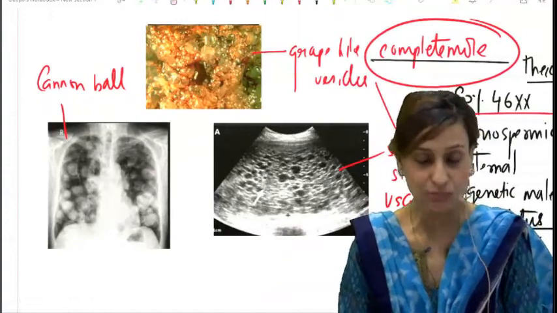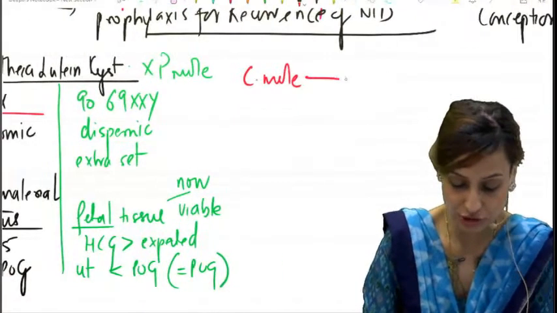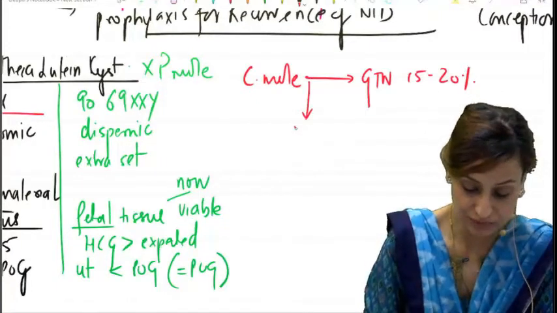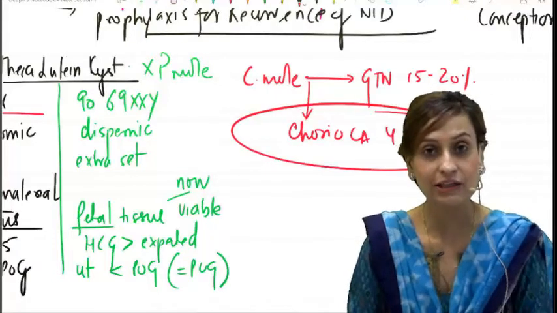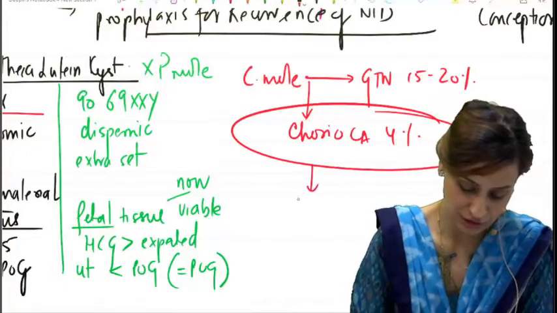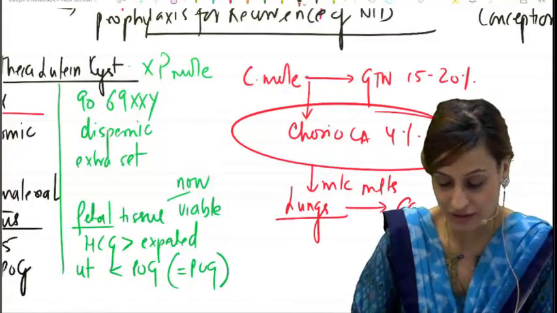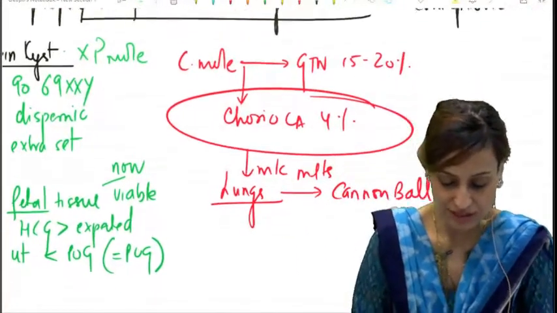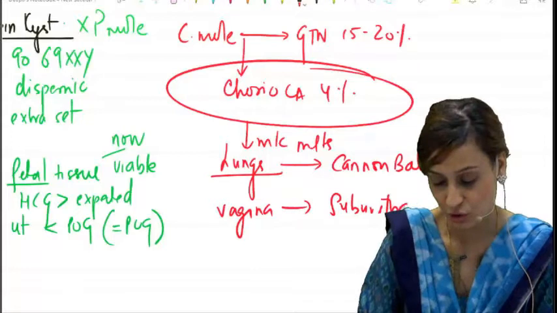Now, why do we want you to see the cannonball? Because the complete moles have a high risk of conversion to GTN. So if you look at the risk of complete mole into GTN, it is 15 to 20%. And the risk of conversion of complete mole typically to choriocarcinoma is around 4%, right? And lungs is the most common site of metastasis of choriocarcinoma, and the characteristic appearance is cannonball. That's why we wanted to show you the cannonball. Please remember the second common site is vagina, where you will see it as a suburethral nodule, right?